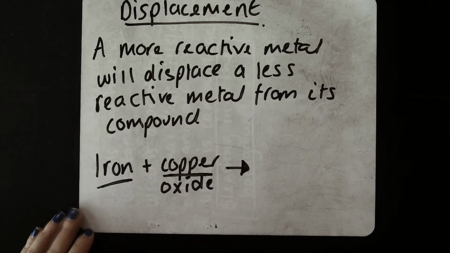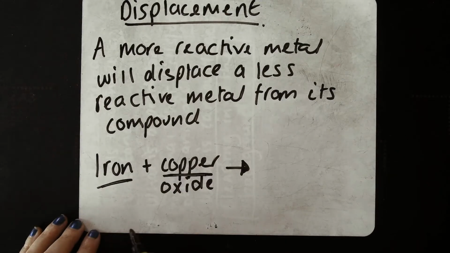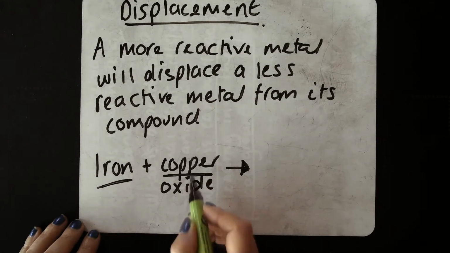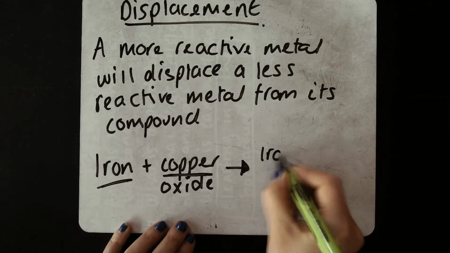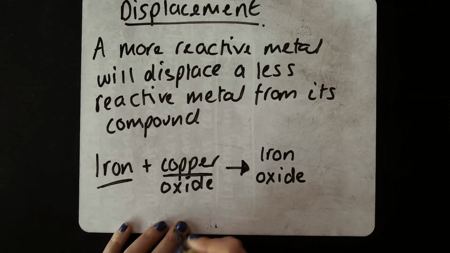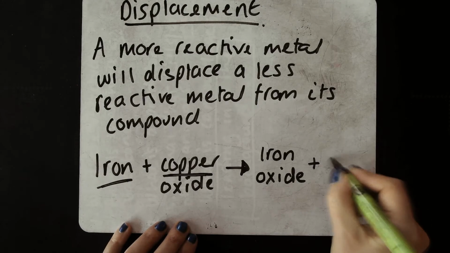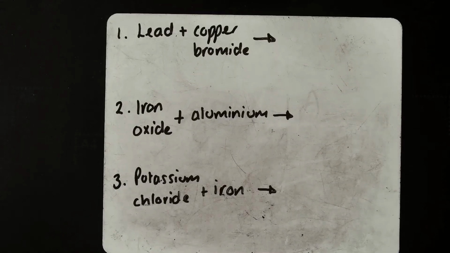You think back to your reactivity series. You might want to write it down in a list so that you can refer to it throughout this lesson, and we work out which one is more reactive. Iron is more reactive than copper. So iron will displace the copper from its compound. So the iron displaces the copper, so it takes its place and becomes iron oxide, which means the copper is left by itself.